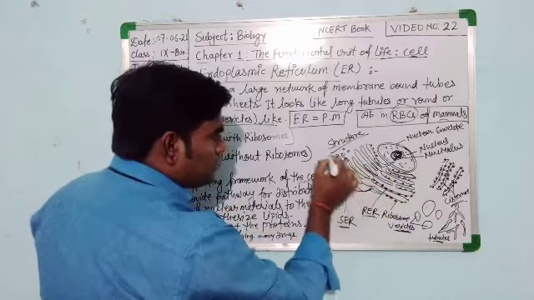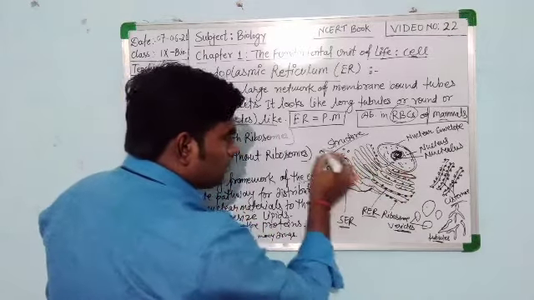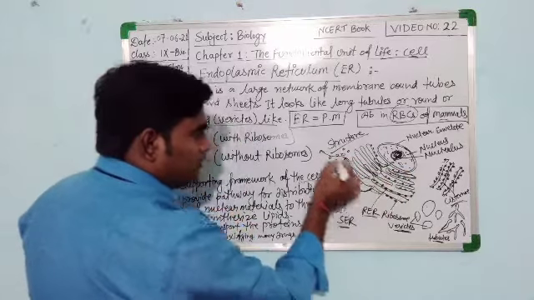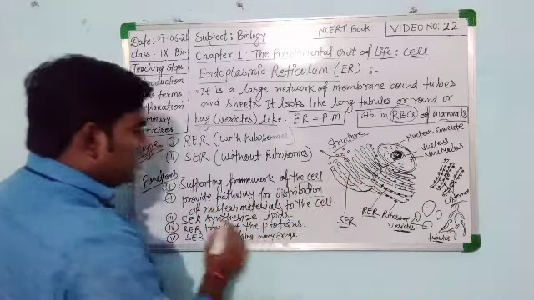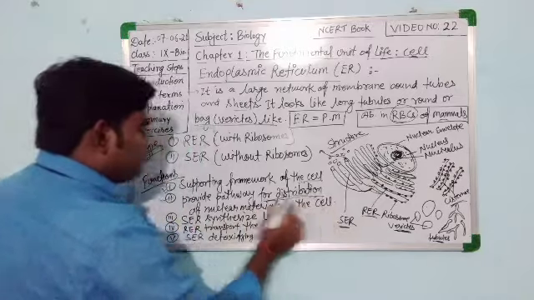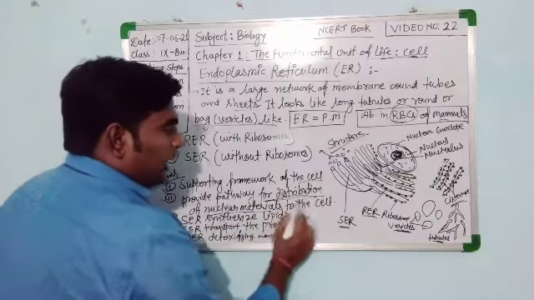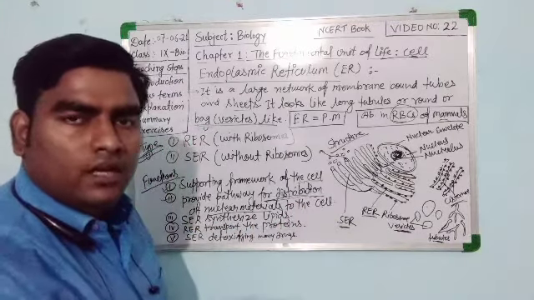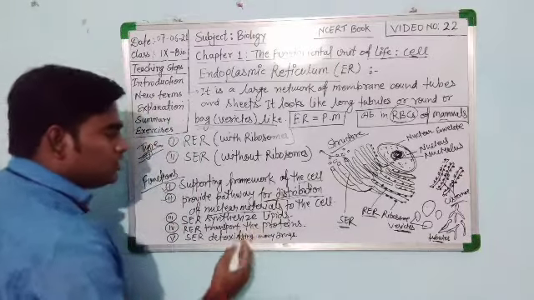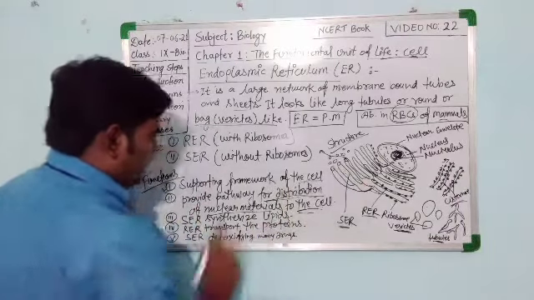Anything that goes from the nucleus to the cytoplasm goes through the endoplasmic reticulum. So it provides the pathway for the distribution of nuclear material, whether it is protein, DNA, RNA or anything, to the cell.